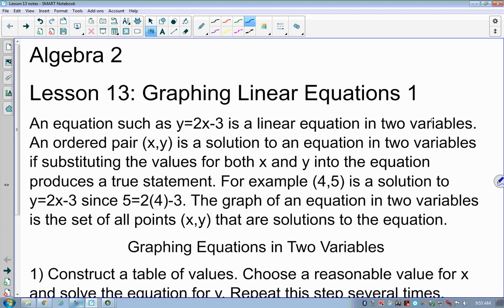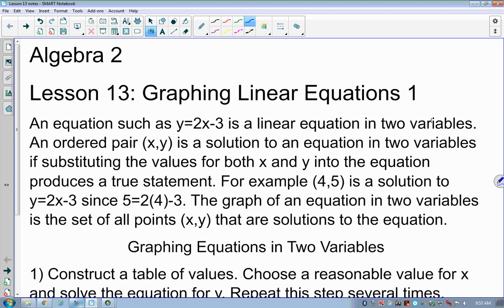All right, Algebra 2, Lesson 13, we're going to talk about graphing linear equations. This is the first set of this. Probably in a couple of lessons we'll look at it again. So an equation like y equals 2x minus 3 is a linear equation in two variables.